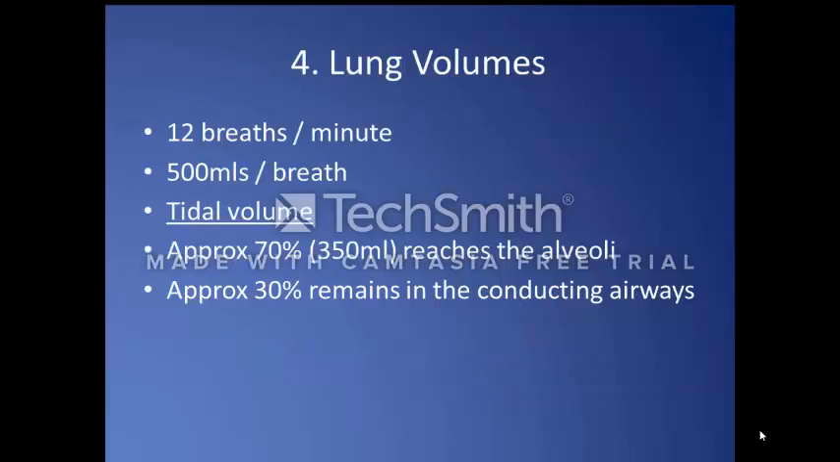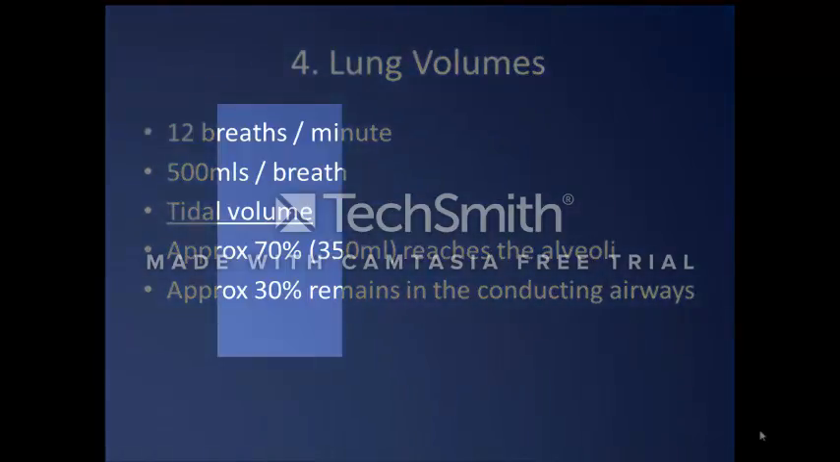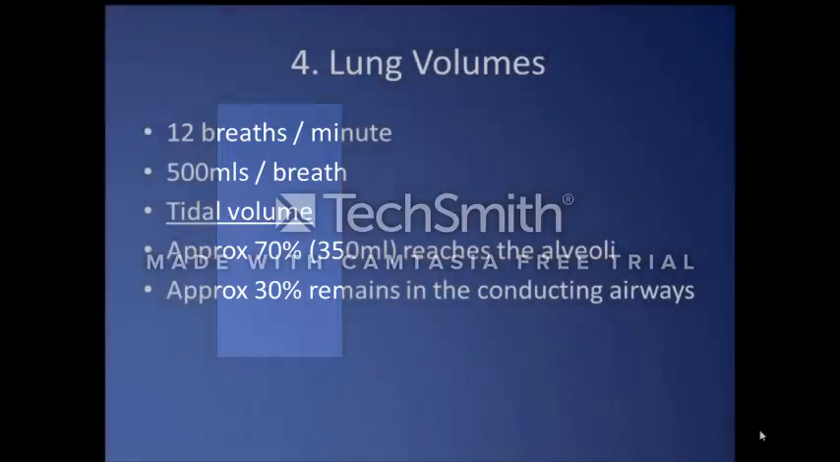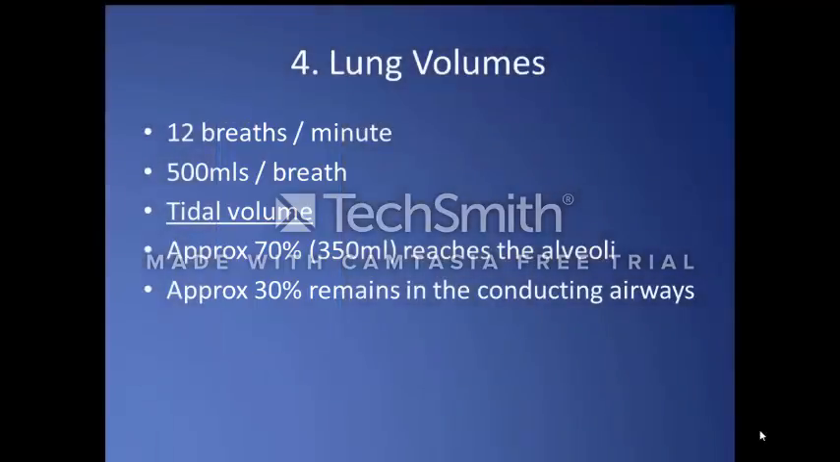In the course of normal breathing, a person takes approximately 12 breaths per minute, and that's about 500 millilitres of air per breath. This is known as the tidal volume. Approximately 70% of this will reach the alveoli, and the other 30% remains in the conducting airways.